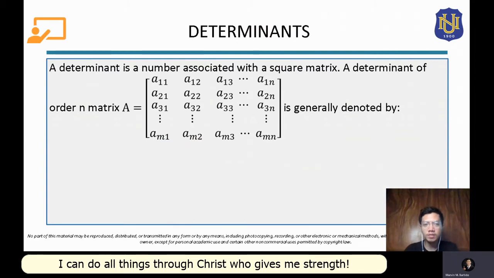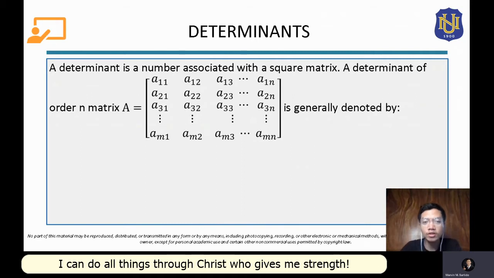Okay, so let's talk about determinants. A determinant is a number associated with a square matrix. So only square matrices have determinants. Matrices like the rectangular matrix, row matrix, and column matrix are not square matrices, so they will have no determinants.